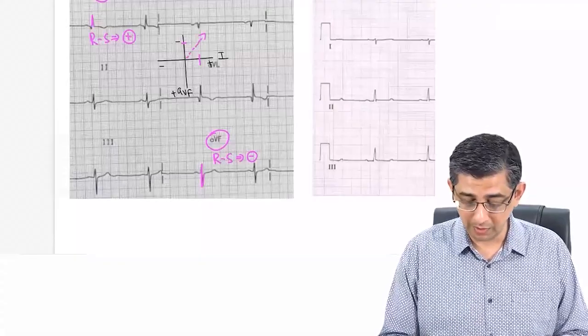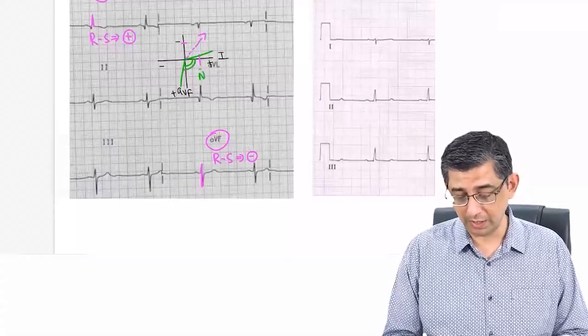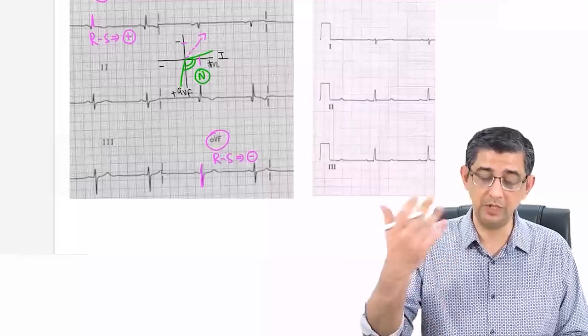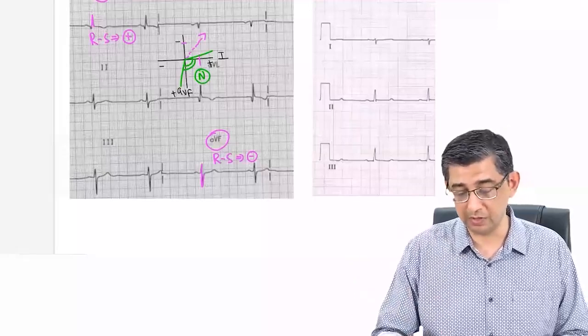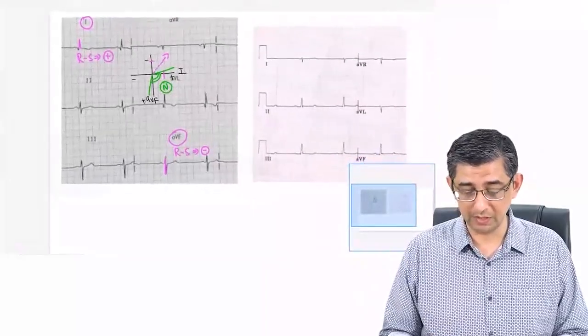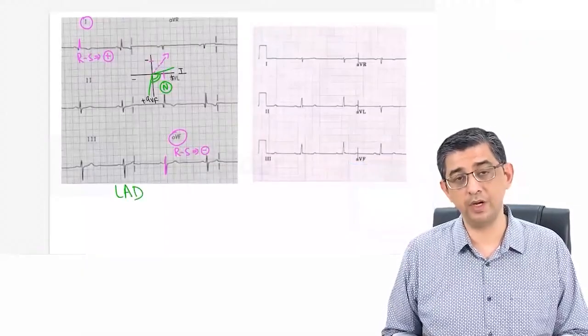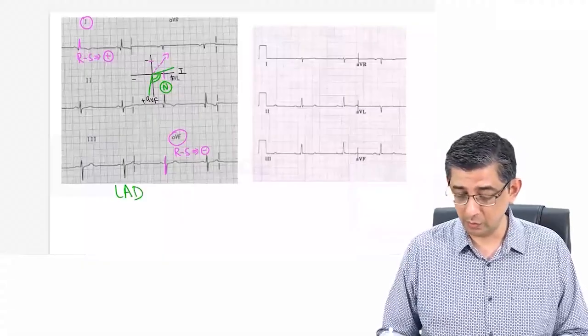In contrast to normal axis, which was -32 to +110, you can notice that now the axis of the vector is lying in the superior quadrant, above the normal quadrant, I would say. So this is what is technically called left axis deviation. It signifies left chamber enlargement. Let's do it once more.